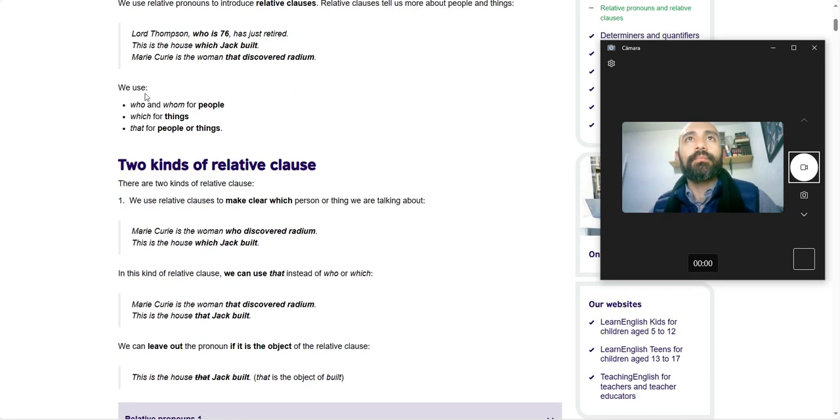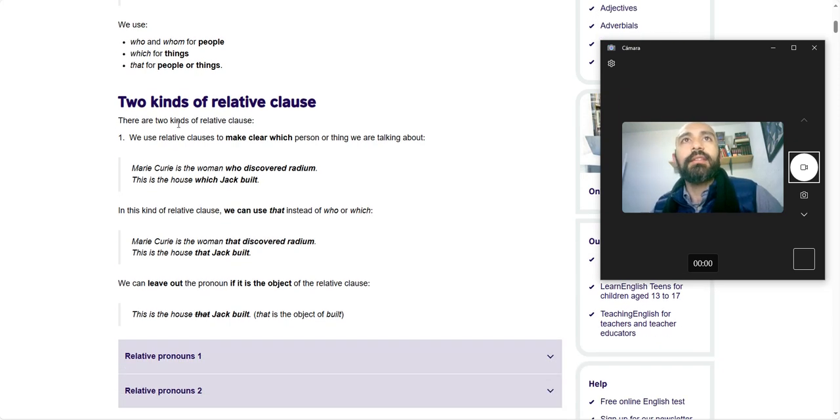Okay. Also, we need to know that who and whom are used for people. We also have whom, which comes when the person is receiving the action or it comes after a preposition. Which is for things, and as I said before, that is used for people and things, for both cases.